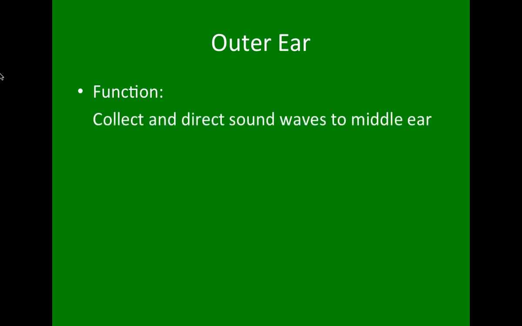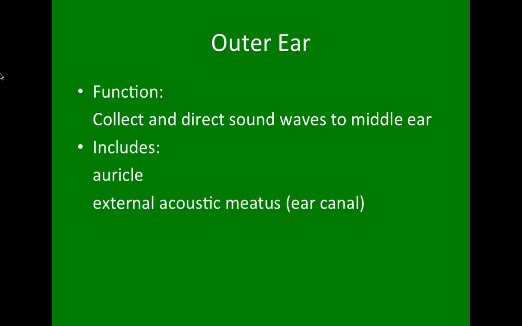Okay, so let's take a little bit closer look at these. So first would be the outer ear. The function of the outer ear is to collect and direct sound waves to the middle ear. And it includes the auricle as well as the external acoustic meatus, the ear canal. Now keep in mind, I do want you to be using the anatomical terms and not the common terms for these structures.